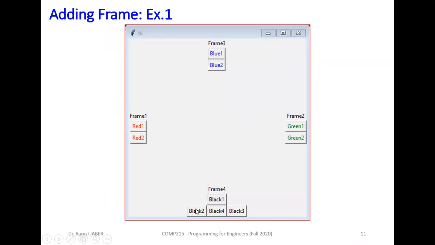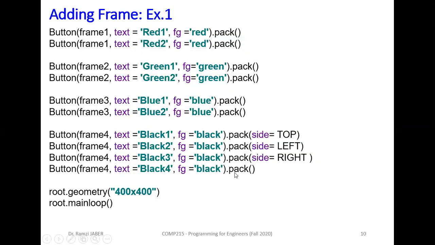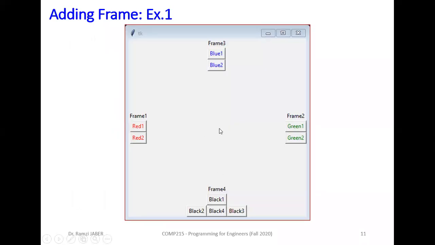Black one at the top, black two at the left, black three at the right, and leave black four in the middle. So when we put dot pack, put it in the middle. Okay? So this is the output.